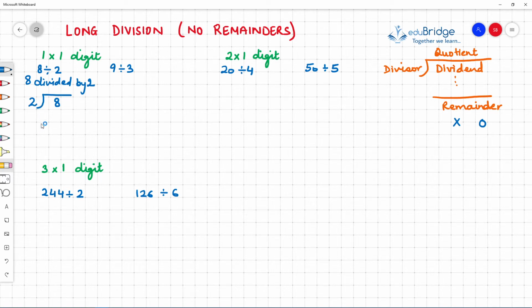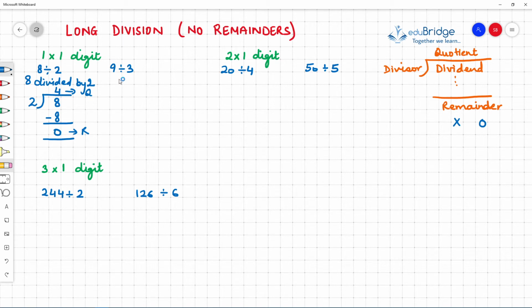So how do we write it down in the form of long division? We know 2 times 4 is 8. We put a line here and subtract these two numbers. What is 8 minus 8? 0, and we are done. This means 2 times 4 is 8. It is fully divisible and we are left with no remainder. So this is our quotient and this is our remainder, which is 0.